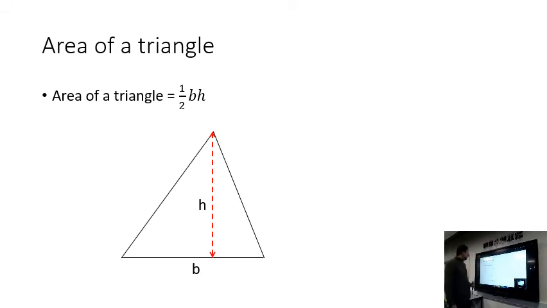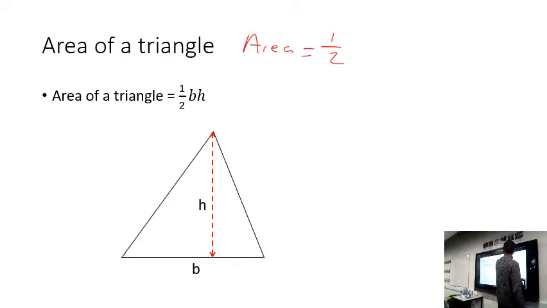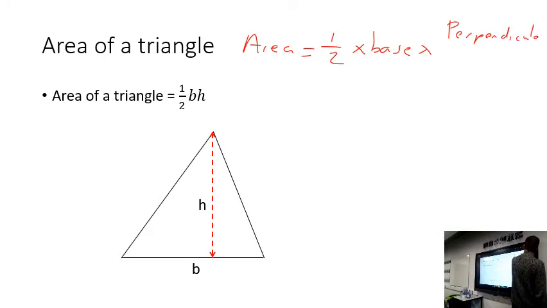Okay, so we're looking at ways of working out the area of a triangle. The area of a triangle is equal to half times base times perpendicular height. So area is equal to half times base times perpendicular height. This height is really important. It has to be at an angle of 90 degrees to the base.